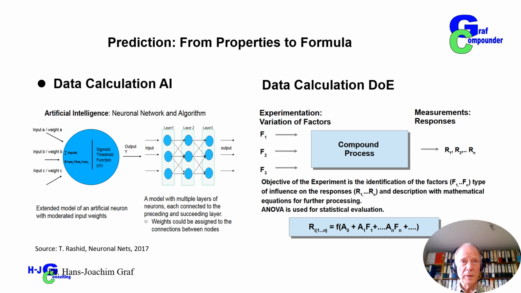Design of experiment follows a different approach. It generates structured data through carefully planned experiments and uses regression analysis to describe the relationships between formulation and material properties. Both methods pursue the same objective, predicting the best formulation. They simply reach that objective in different ways.